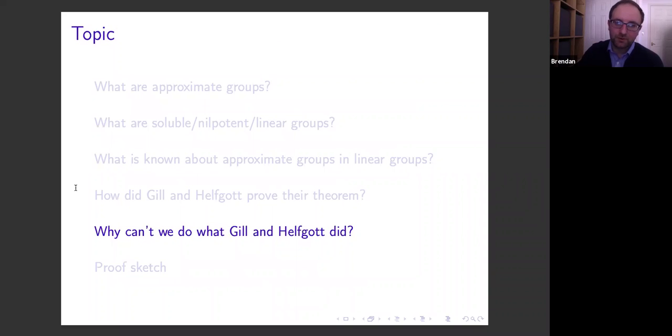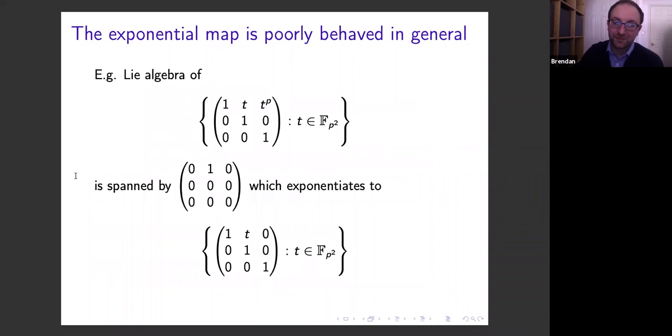Okay, so this Lie algebra correspondence doesn't really work if you go to extension fields of FP. If you look at this one parameter group, where T is ranging over a degree 2 extension of FP, you take the derivative, and this one parameter group goes to the origin. If you look at its derivative there, you get this matrix. And if you exponentiate this matrix, you end up with a different one parameter group.